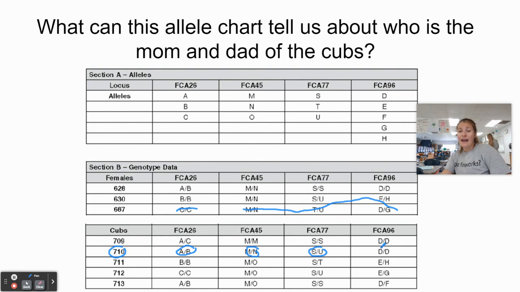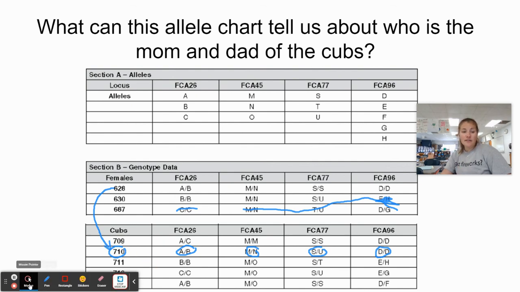However, when we go to that last set, this cub has D and D. Lioness 630 has E and H, or is that F and H? I can't tell with what I crossed out. She could not be the mom because there's no way that she could have given a D to this cub. So mom 628 has to be the mom for cub 710.